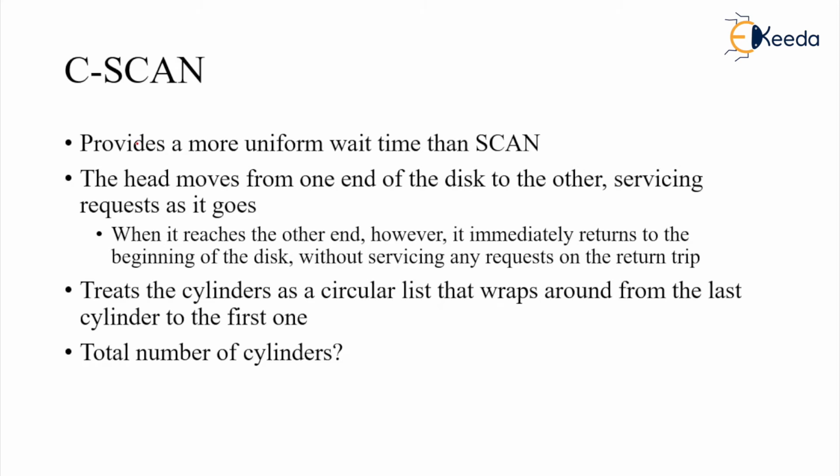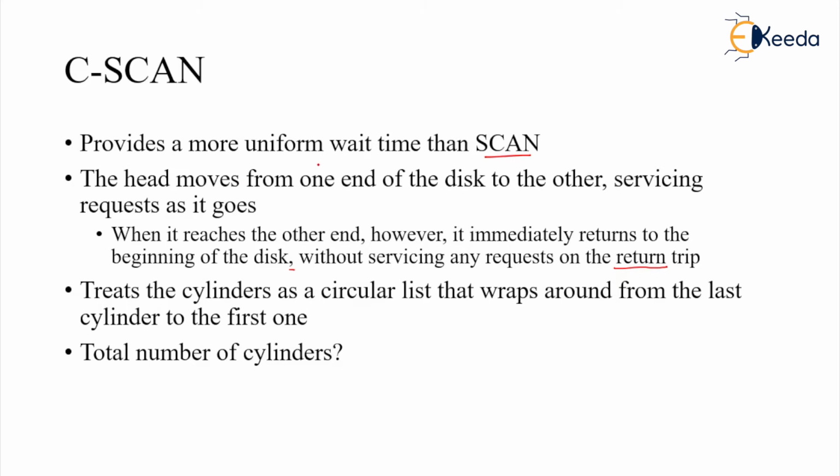C-SCAN provides more uniform wait time than SCAN. The head moves from one end of the disk to the other, servicing the requests on its way. When it reaches the other end, however, it immediately returns to the beginning of the disk without servicing any requests on the return trip. It treats the cylinders like a circular list that wraps around from the last cylinder to the first one. So this is C-SCAN, circular scan.